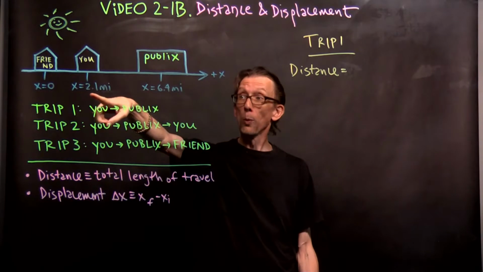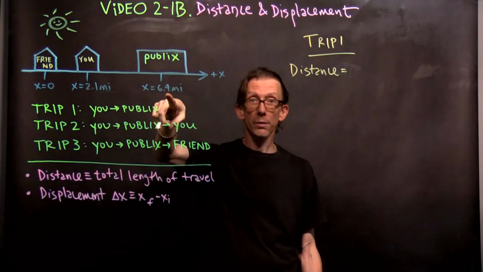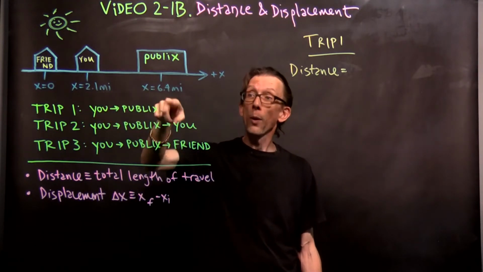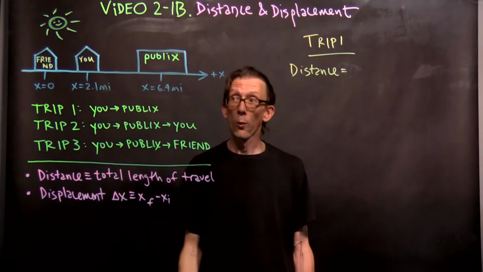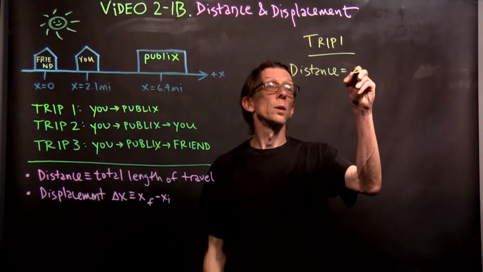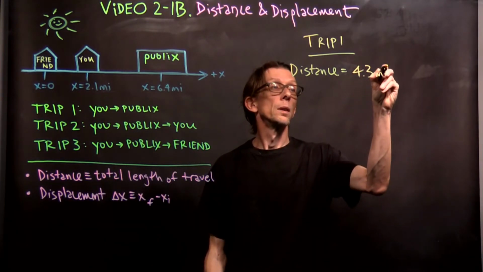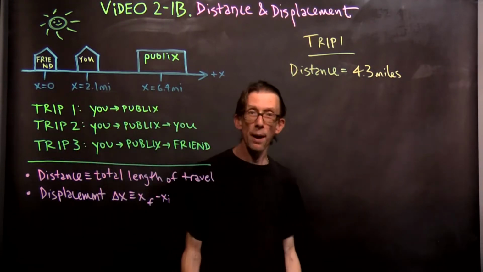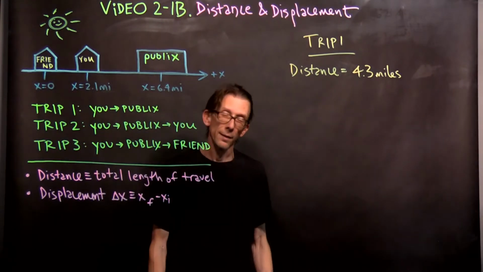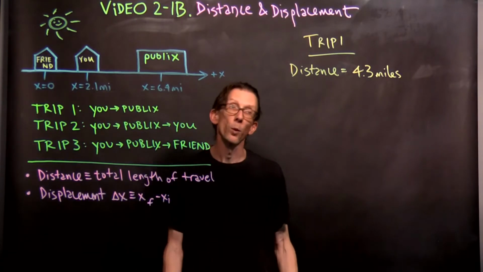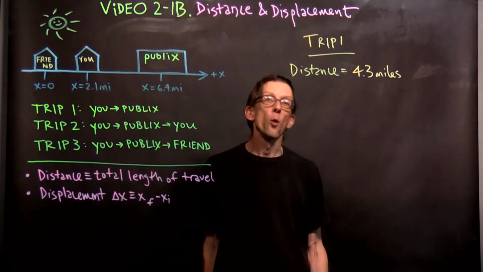Well, you went from 2.1 miles to 6.4 miles. So you traveled a total distance of 4.3 miles, because 6.4 minus 2.1 is 4.3. So the distance traveled is 4.3 miles. That's correct. I did my math correctly in my head. Into the summer, I go a little slow, but I did it right. I subtracted 2.1 from 6.4 for a total of 4.3 miles.